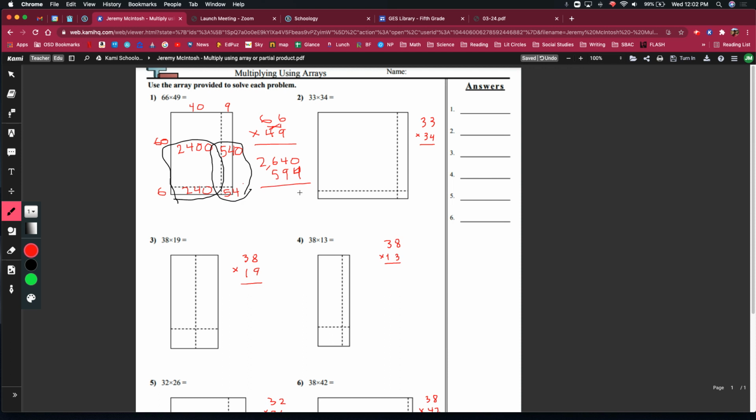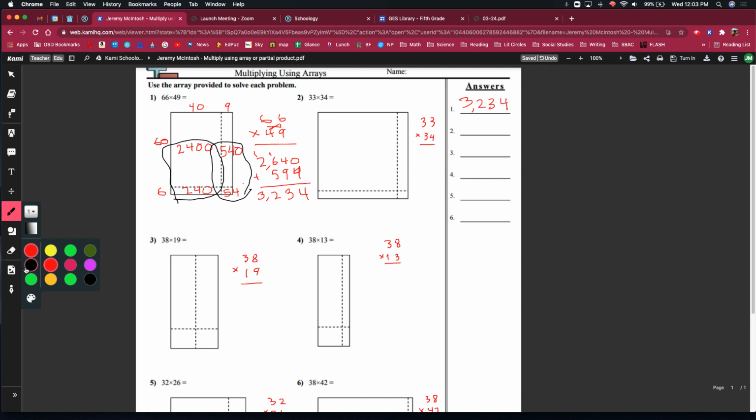Very sloppy. Okay, now I add them up. 0 plus 4 is 4. 4 plus 9 is 13. Carry my 1. 6 plus 5 is 11, plus 1 is 12. Carry my 1. 2 plus 1 is 3. 3,234. And then if I want, we can put the answer over here so Mr. Matt can see it. Okay, so number 1 is 3,234. We're going to keep moving.